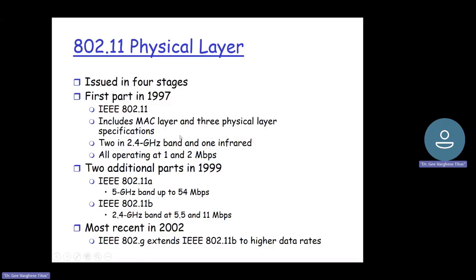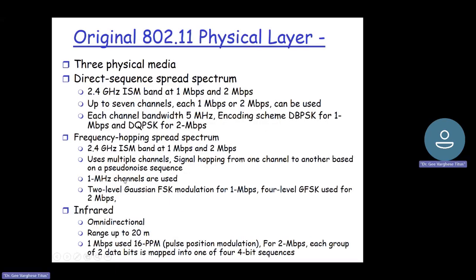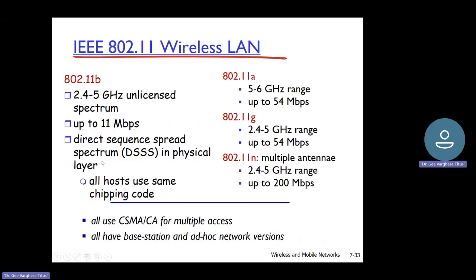Now about the physical layer a little bit. You can have different standards associated with that. Different physical layer media that can be there: direct sequence spread spectrum, frequency hopping spread spectrum, infrared. That's like what we had seen a few slides back. So you have the specification for that.